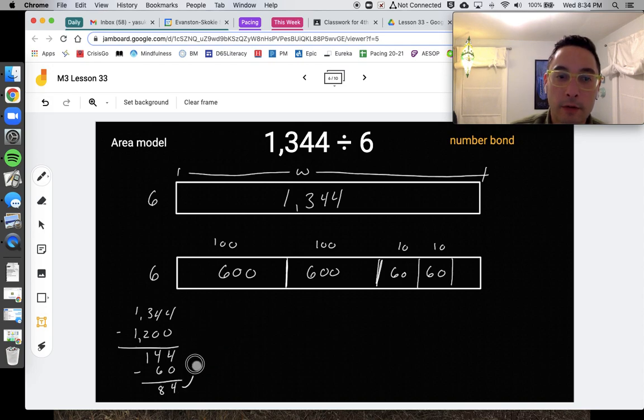So now I had 84 left, and then I just used another 60. So now I have, let me think, 24. And then I remember before that I could do 6 times 4 to get 24.